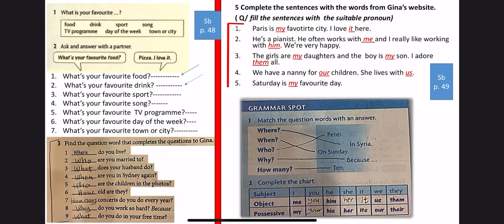We choose where because here we find the sign of live, which refers to a place. So where do you live? It asks about the place. Where do you live? At first we put the WH question word, and each WH question is followed by an auxiliary verb.